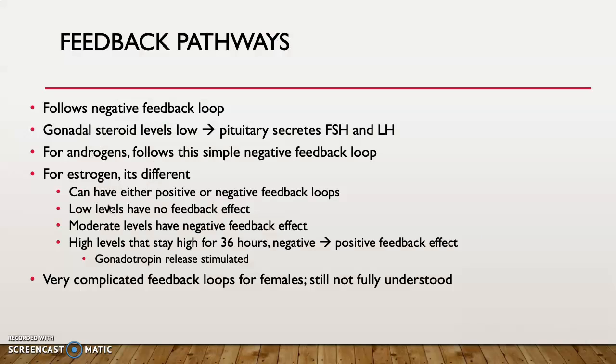Now, for the most part, feedback pathways follow a negative feedback loop. This pretty much means when gonadal steroid levels are low, this stimulates the pituitary to secrete FSH and LH, or it stimulates the hypothalamus to secrete GnRH, which stimulates the pituitary to secrete FSH and LH. For men, for androgens specifically, it follows this simple negative feedback loop where if the androgen levels are low, it stimulates the secretion of FSH and LH.